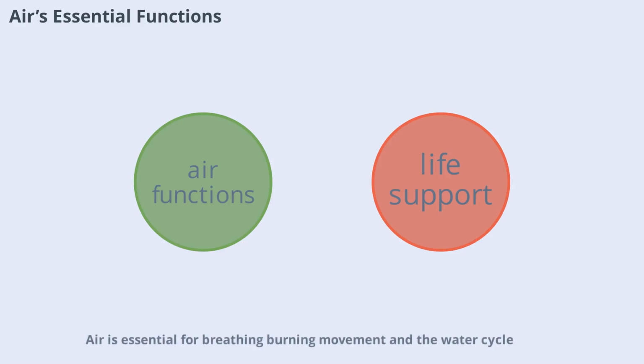Air is essential for breathing, burning, movement, and the water cycle. It supports life in water, soil, and on land. The balance of gases in air is maintained by plants and animals, ensuring a stable environment. Air's many functions make it vital for life and the planet.